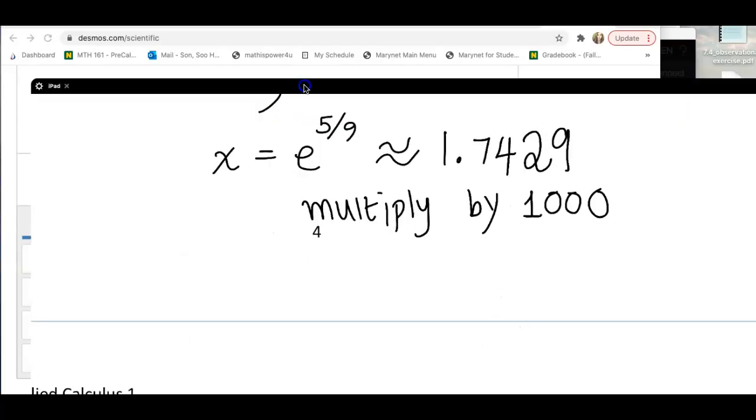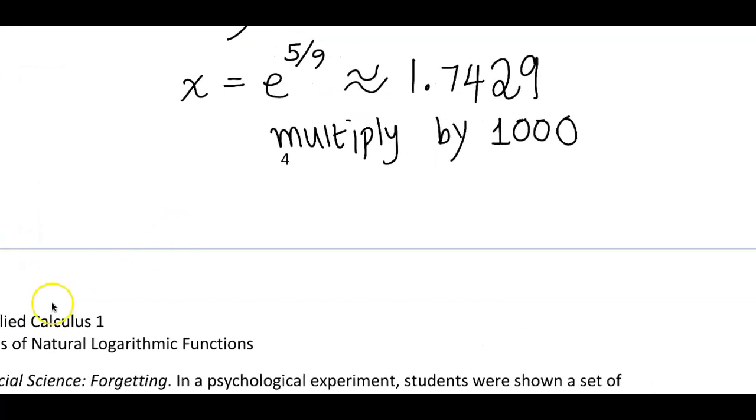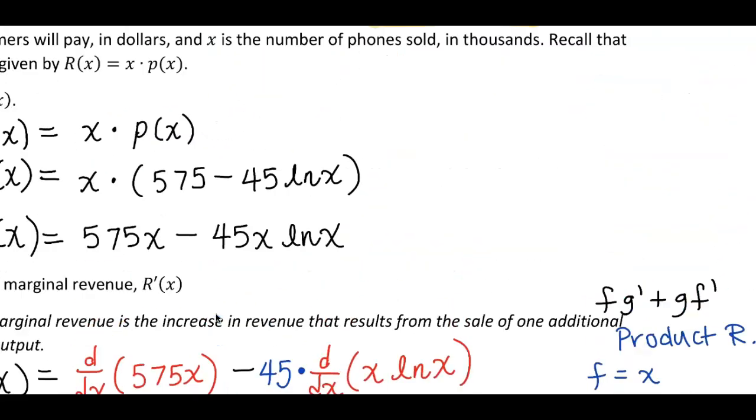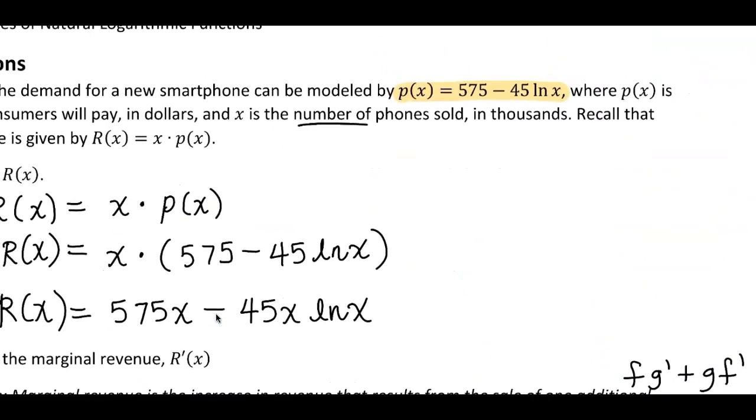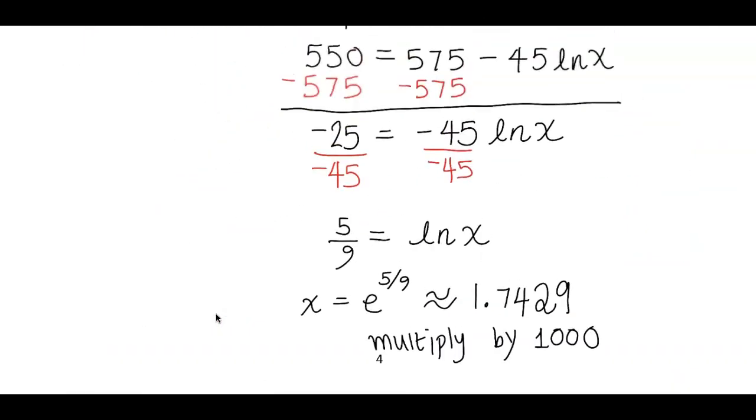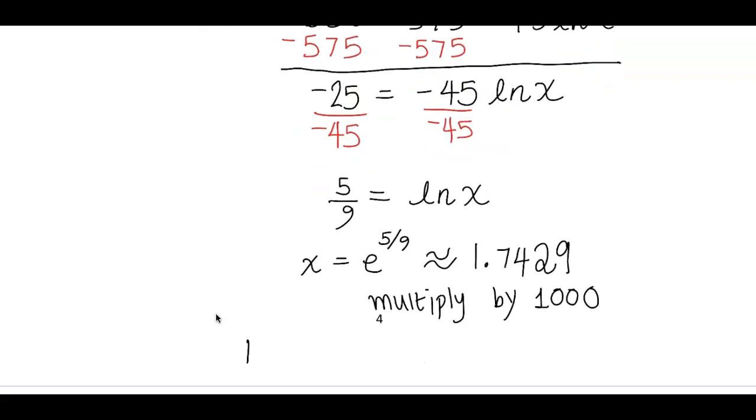All right, we're almost done with this problem. The reason is that x was the number of phones sold in thousands, so I need to multiply by 1,000. Down here, the answer is 1,743 phones. That will be my answer.